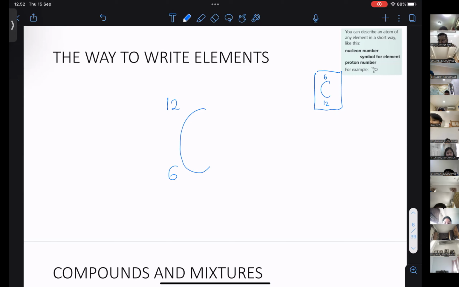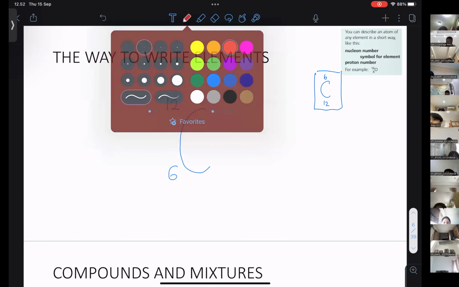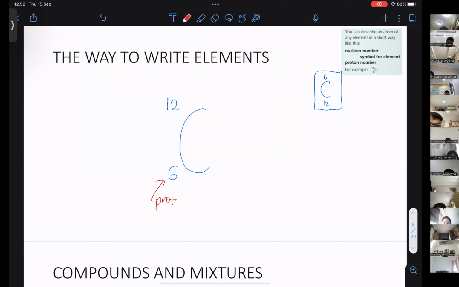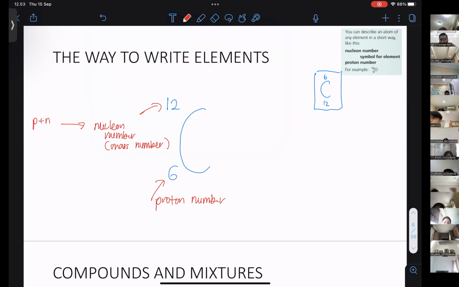Please remember that. From here, what we can say is this is your proton number, and the top is going to be your nucleon number, which is also known as your mass number. The mass number is basically the total of proton plus neutron. Proton only is the same as electron, so the number of electrons is the same as the number of protons, and so on.